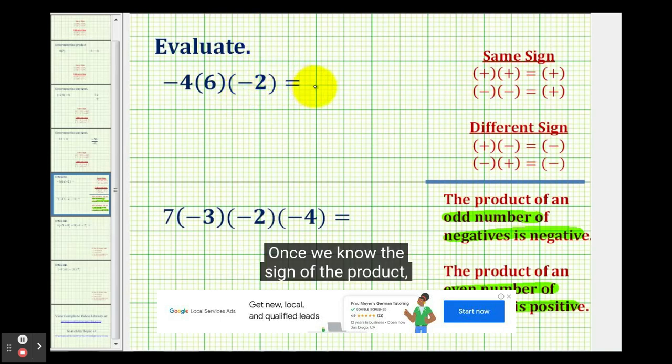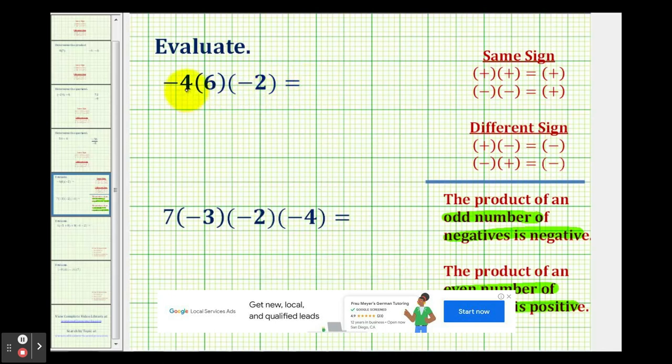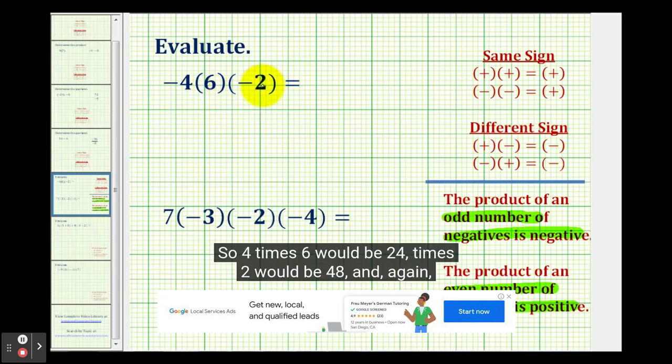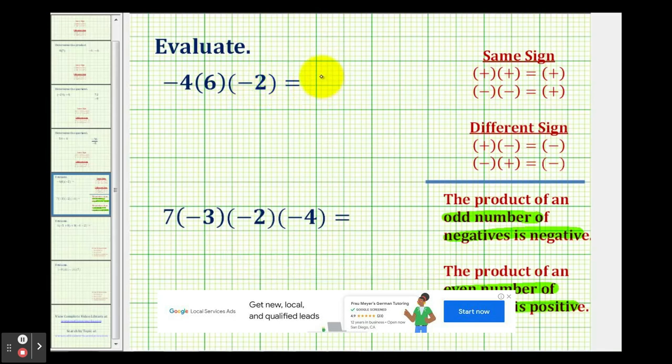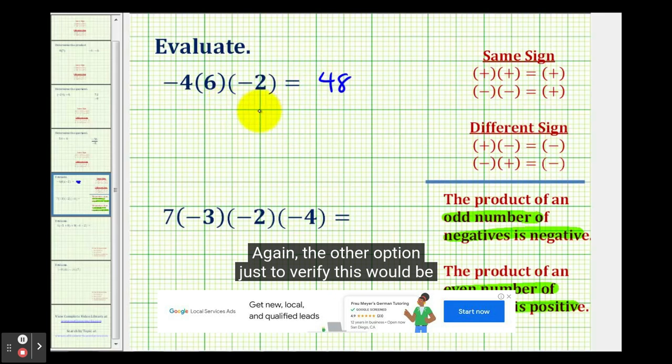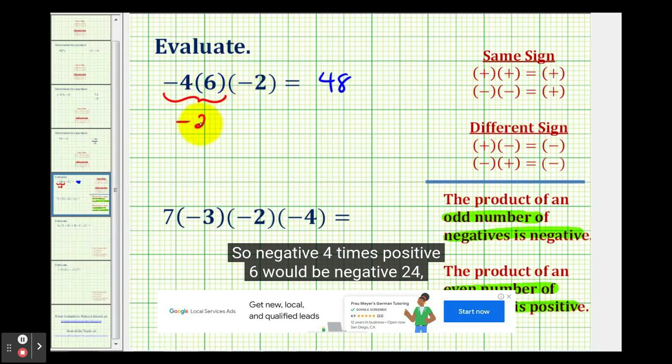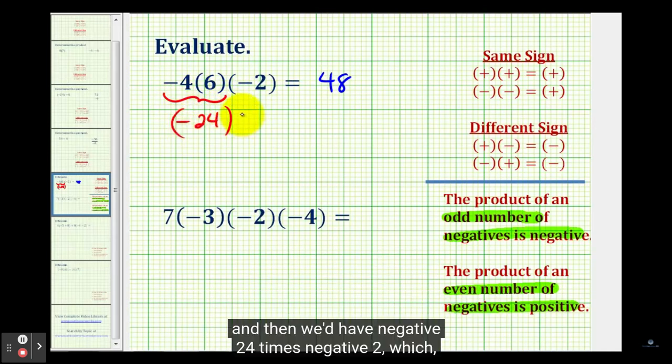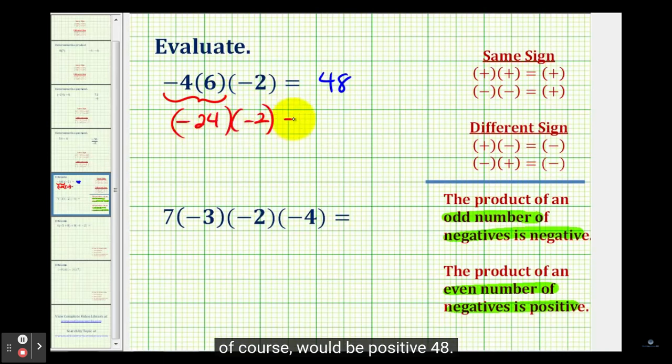Once we know the sign of the product, we can just multiply, ignoring the signs. So 4 times 6 would be 24, times 2 would be 48, and again, we know it has to be positive 48. Again, the other option, just to verify this, would be to follow the rules for multiplying 2 integers, and then multiply from left to right 2 integers at a time. So negative 4 times positive 6 would be negative 24. And then we'd have negative 24 times negative 2, which of course would be positive 48.